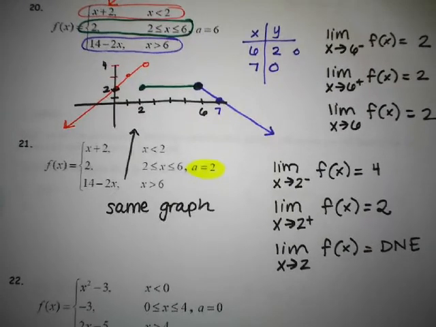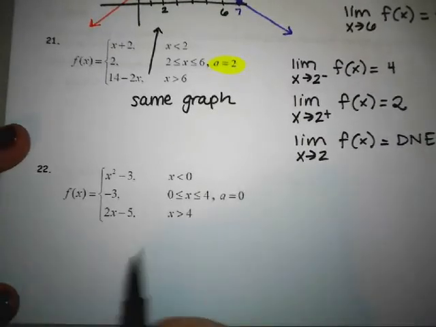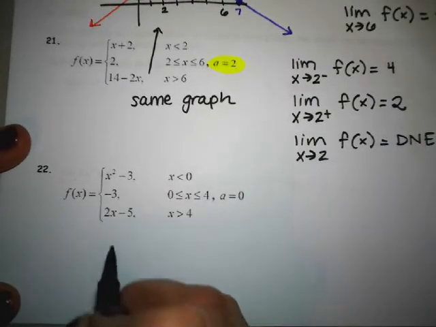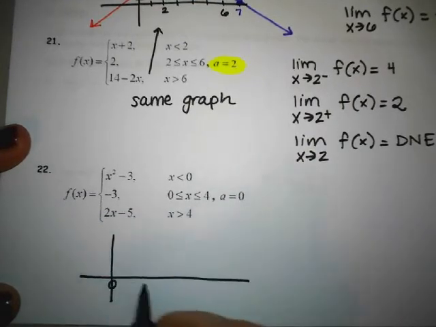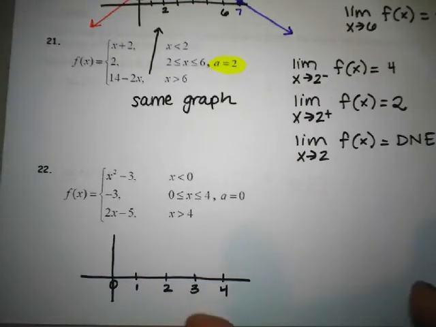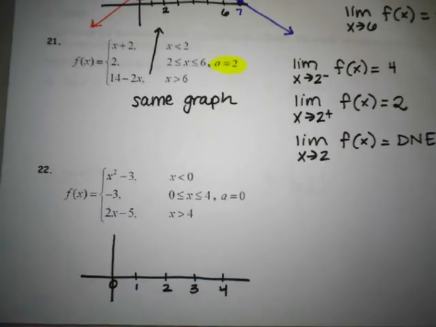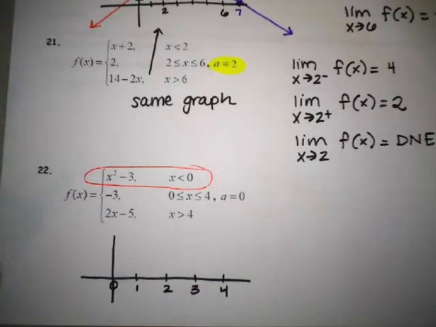Okay, let's try one last one, number 22. And I'm going to graph, there's 3 pieces to this, and it appears that along the x-axis, the important numbers are 0 through 4 at least. So I'm noticing that my first equation is a parabola. That's going to be a parabola.